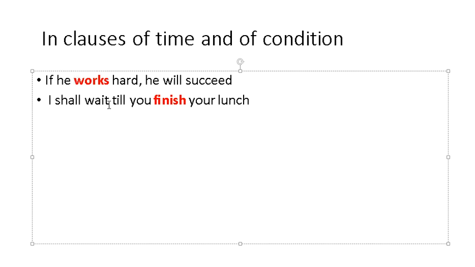"I shall wait till you finish your lunch" means you are eating something, and when you finish eating, she will wait till that time. So here this is future and this is a present indefinite clause. In conditional sentences, if you use "when" that is related to the future, one clause is in present indefinite tense. So this is another use.